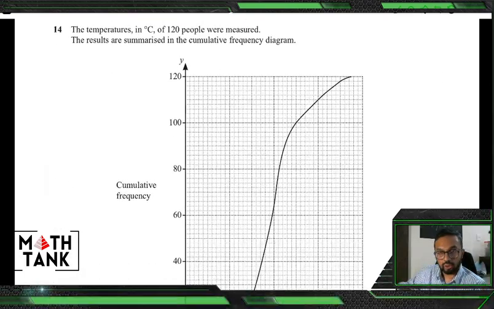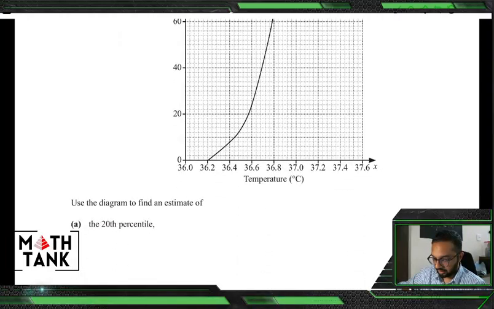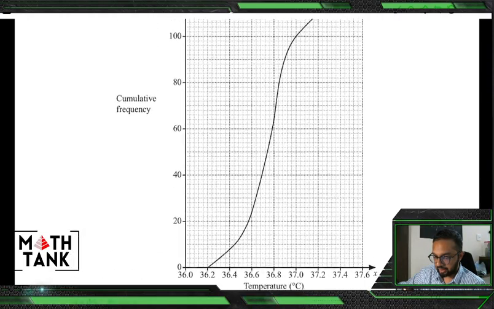Then this is a question on cumulative frequency. It says the temperatures in degrees centigrade of 120 people were measured. The results are summarized in the cumulative frequency diagram. Use the diagram to find an estimate of the 20th percentile.